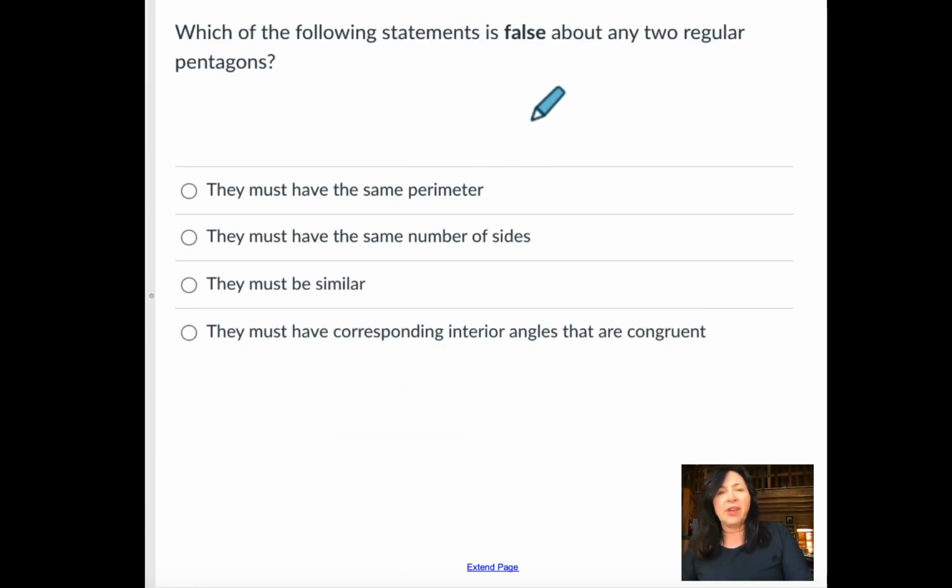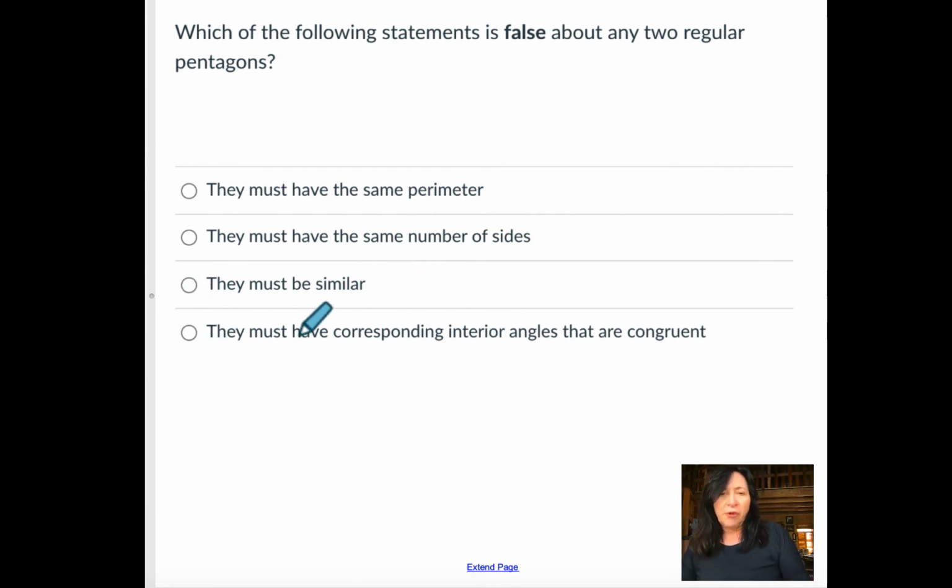This question says, which of the following statements is false about any 2 regular pentagons? Regular pentagons have all sides congruent and all angles congruent. So regular means, are they the same? Do they have the same perimeter? Do they have the same number of sides? Are they going to be similar?